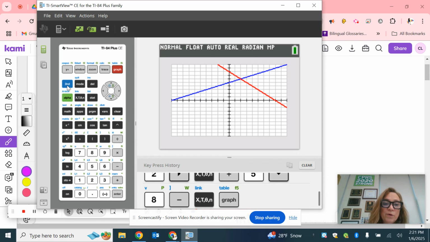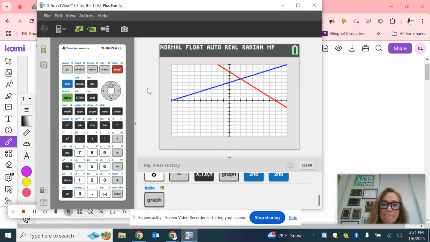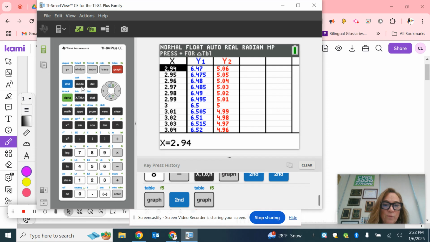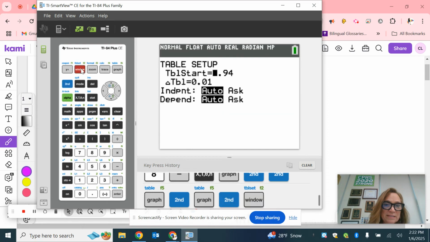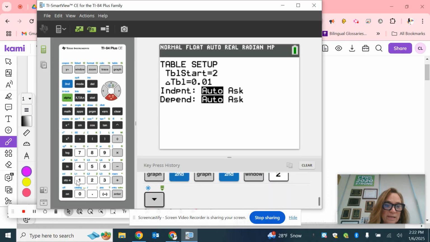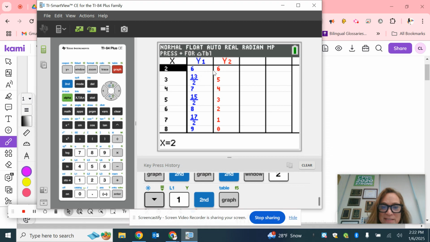But then again, you can go to the table. And you don't want to see this table, so I'm going to reset my table so that it starts at 2 and goes up by 1s. All right, so 2, 6 right there. It's a point they share.